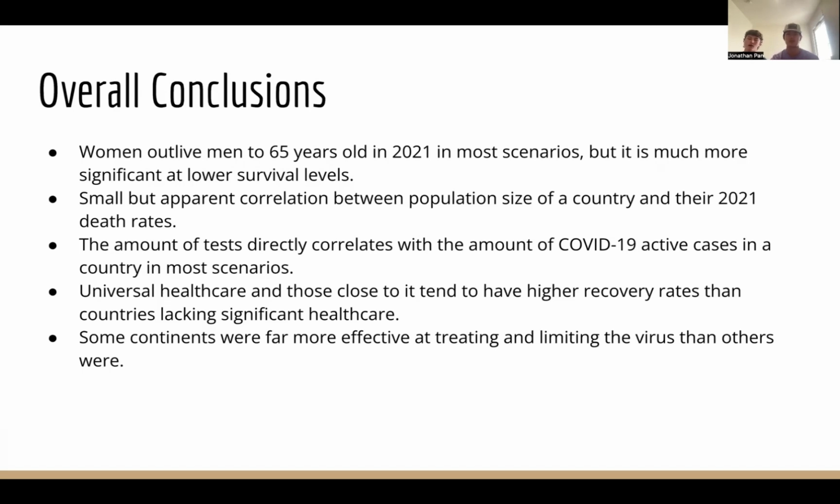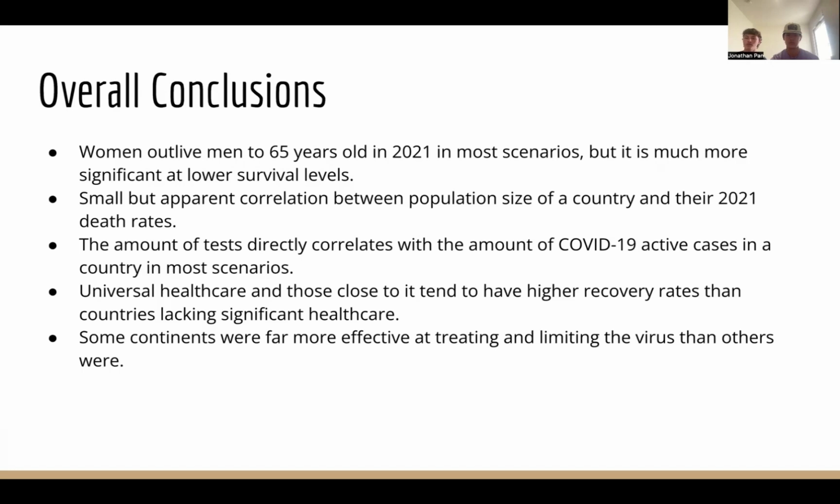And then lastly, some continents were far more effective at treating and limiting the virus than others were. This can be seen as Asia and North America were two of the worst, as their percent of COVID-19 cases was significantly greater than the percent of population they take up from the countries that we were able to identify.